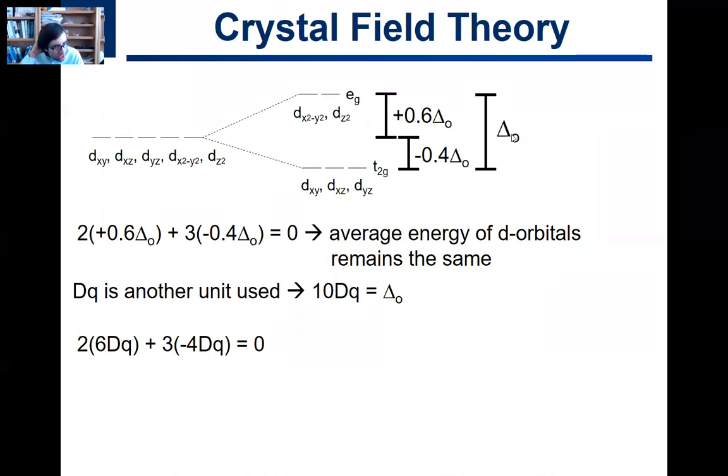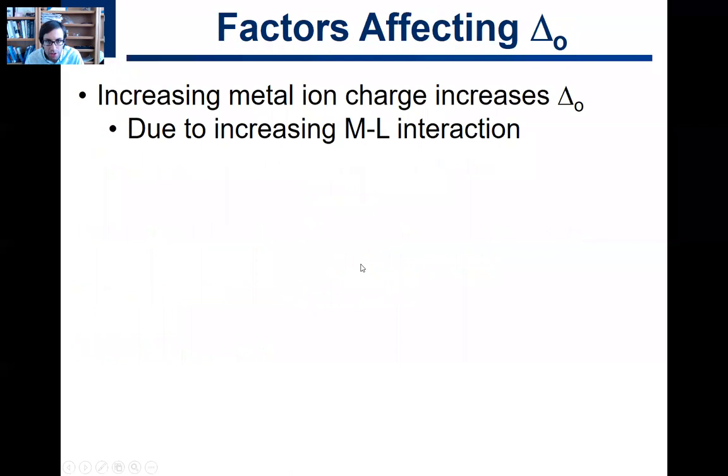And so now what we're going to talk about is what controls the size of this splitting, the size of delta O, also known as 10 Dq. So that's what this slide is all about. There are a few things that can affect this. One is increasing metal ion charge. As you increase the charge on the transition metal, you will increase the splitting. So if you go from iron 2+ to iron 3+, you will get a bigger delta O.